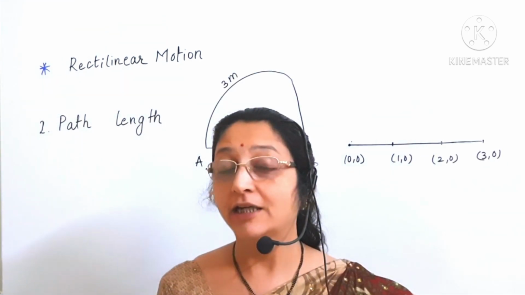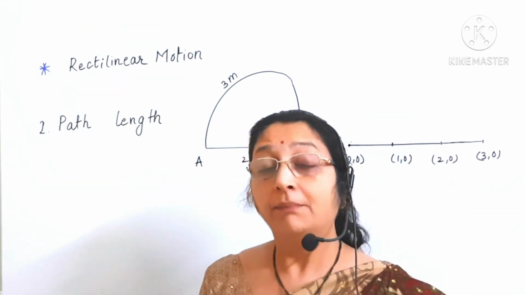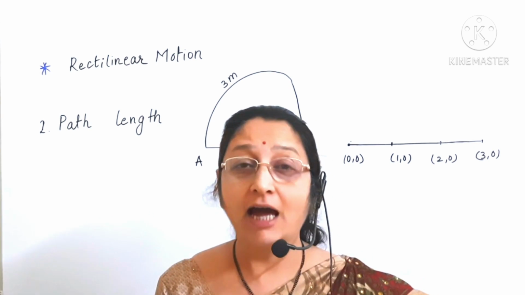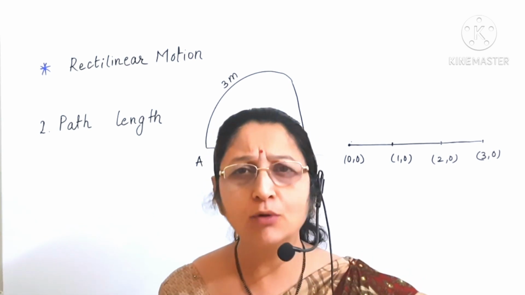The next definition is the path length. The path length is the actual distance travelled by the object during its motion.